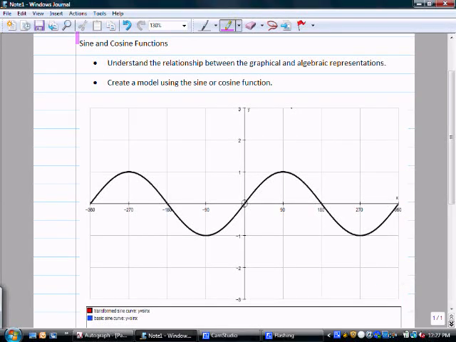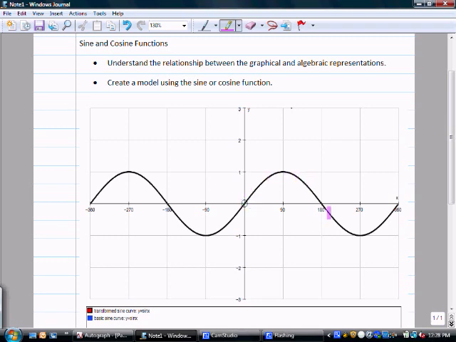This video is about the sine and cosine function, understanding the relationship between the graphical and algebraic representations, and how to create a model using sine and cosine function. So you see here we have a graphical representation of the basic sine function. The graph looks like this. In terms of the algebra, the equation, it's y equals sine x.